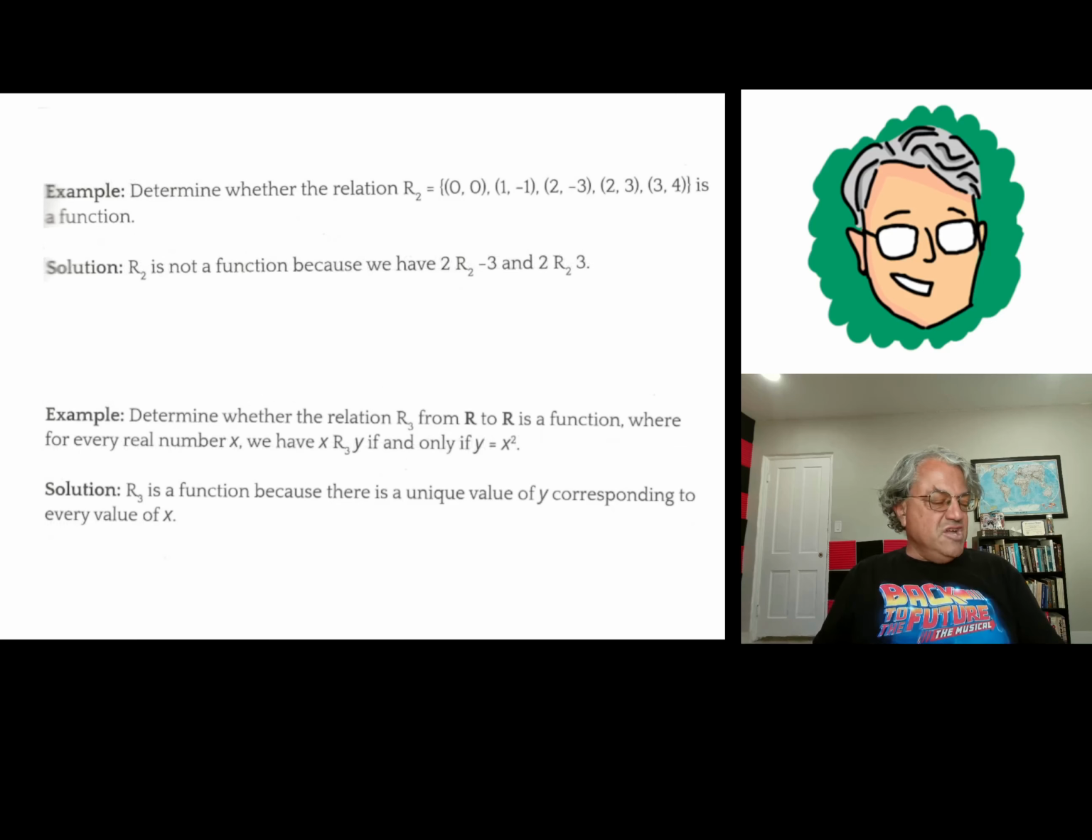For our second example, this is basically the same as the first example, except I'm adding another point to this relation, namely the point 2 comma minus 3. And now I think you can see this is no longer a function because we have two elements of our relation that have the same value of x but different values of y, namely minus 3 and 3.